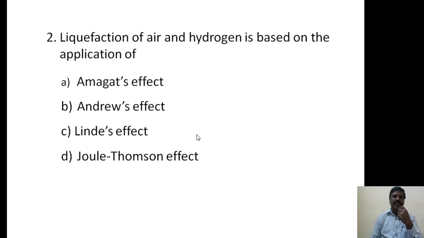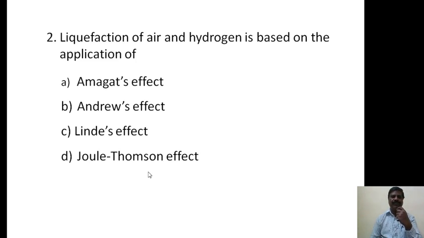The answer for this question is option D, Joule-Thomson effect. Based on the Joule-Thomson effect, because sudden cooling takes place from higher pressure to lower pressure, the fall in temperature takes place, and that is called the Joule-Thomson effect. The air and hydrogen are converted into liquid by using the application of the Joule-Thomson effect. Therefore, D is the right answer.